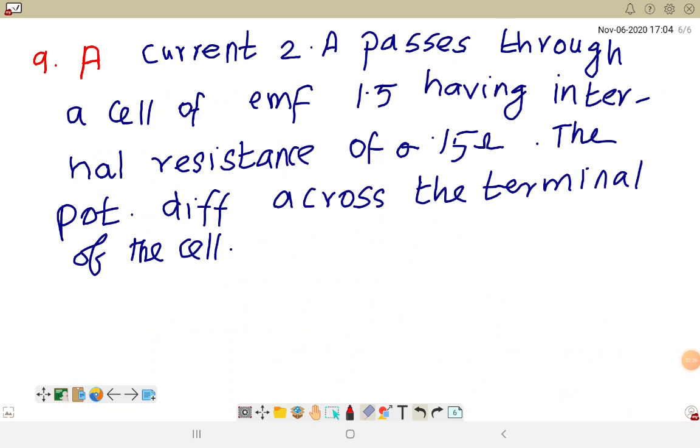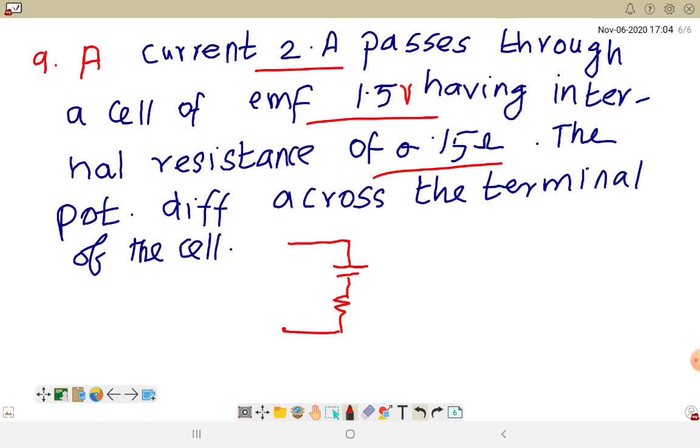The problem given is: the current 2 ampere passes through the cell of EMF 1.5 volt having internal resistance of 0.15 ohm. Find the potential difference across the terminal of the cell. Here, see, the cell is connected, so internal resistance is also connected in series with the cell. So V here, E, and this is the resistance. The current flow is 2 ampere.